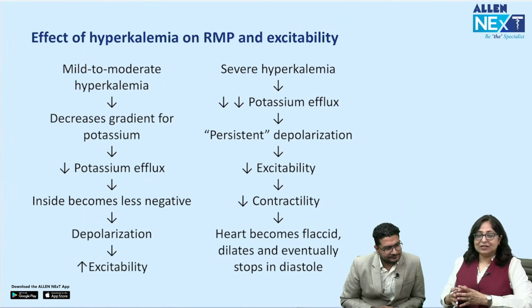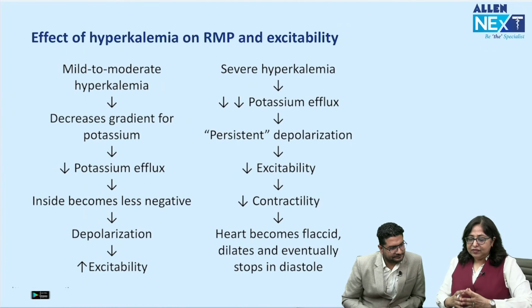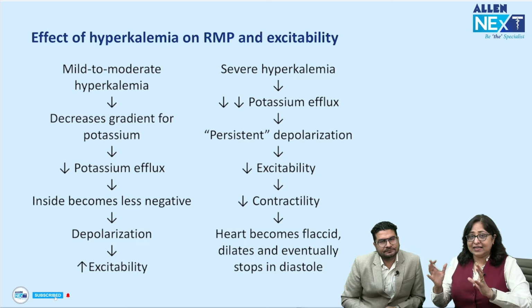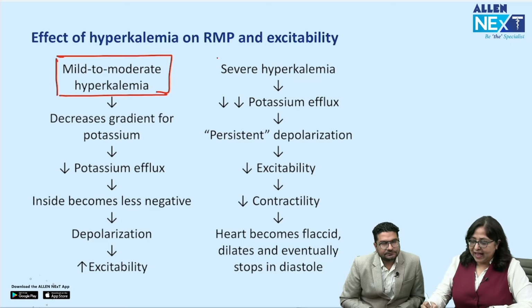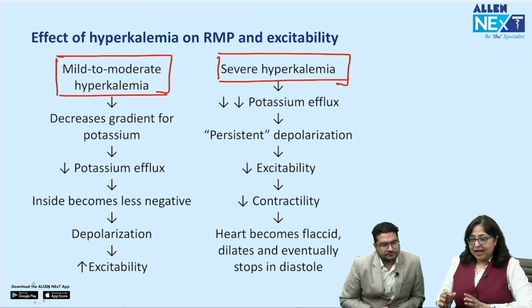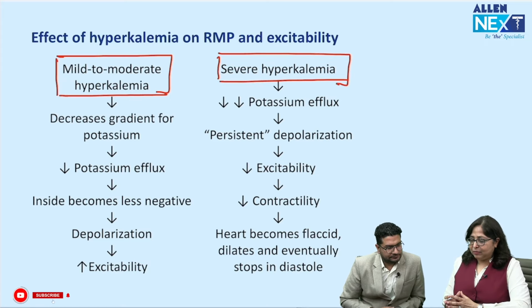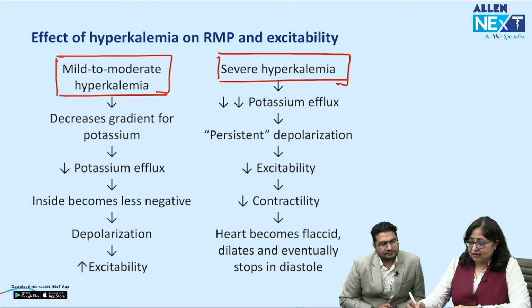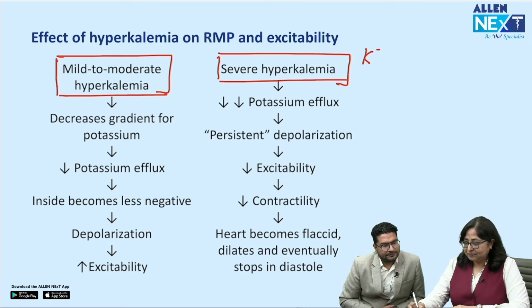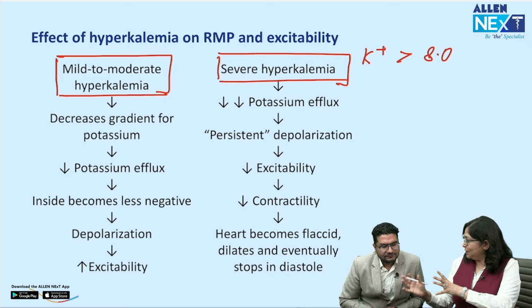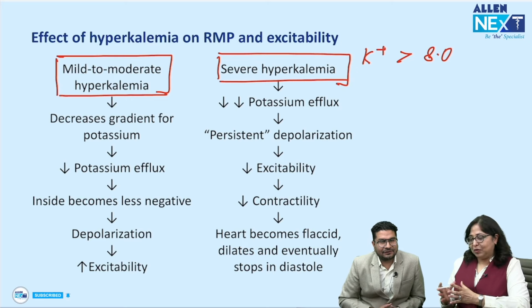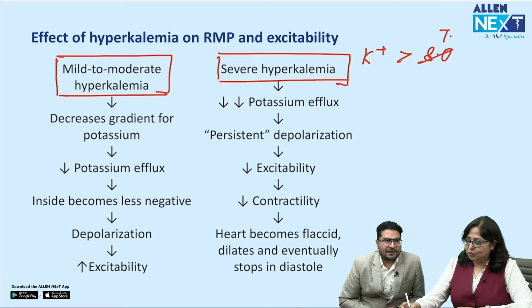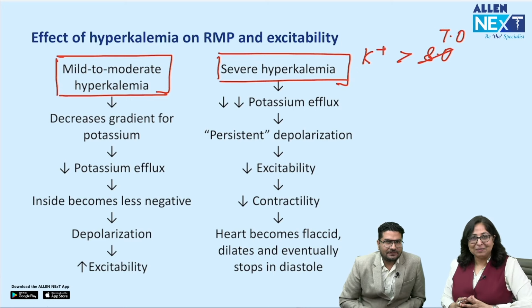Now let us see what happens when there is a hyperkalemia. It has dual effects: a mild to moderate hyperkalemia and a severe hyperkalemia. I'm not sure, and correct me if I'm wrong, most books say a severe hyperkalemia is a potassium of more than 8. Even in some books it is written that more than 7 is also considered severe. So we'll correct this to more than 7.